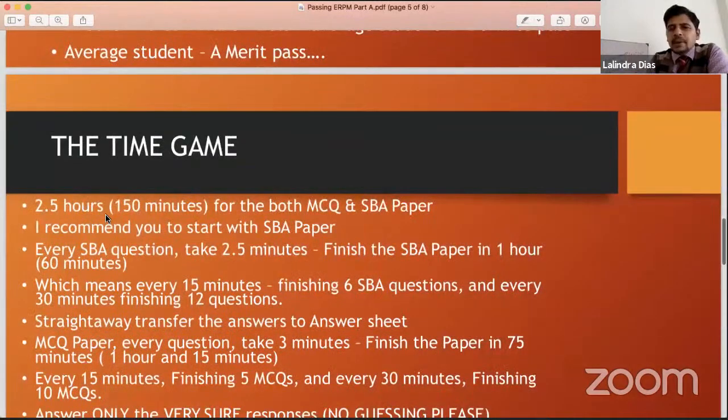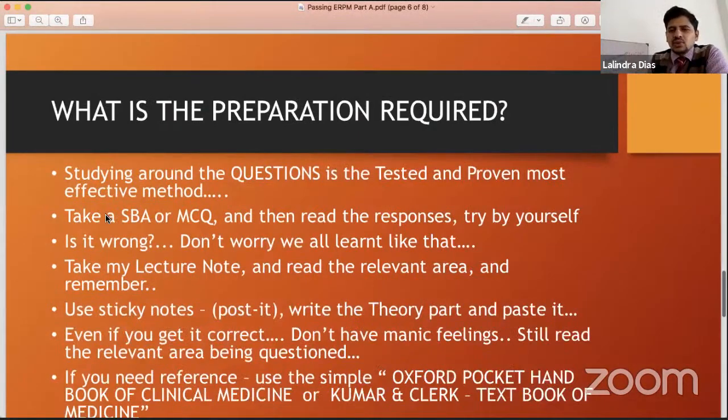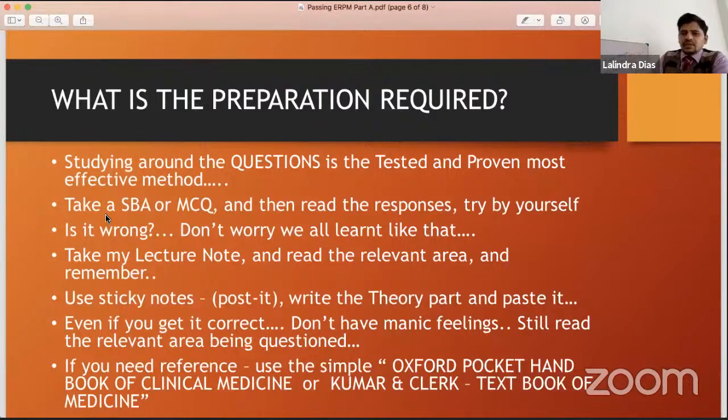Right. So, what is the preparation required to achieve this goal in our ERPM exam? That is another very important thing that you need to know. Because this year there's one exam going to happen, in September, the ERPM exam. But also the junior students, the 5th years, 4th years, 3rd years, 2nd years, 1st years, should know how to focus on this exam and how to achieve that target when they come back to Sri Lanka. Right? So what is the preparation required?